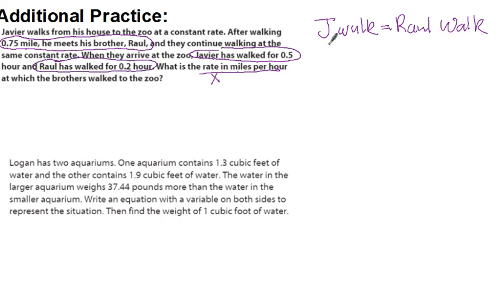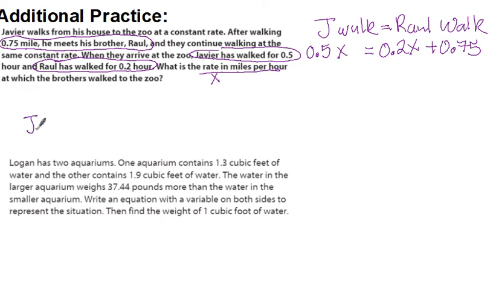So for Javier, we're just going to take 5/10, I don't know why I wrote that backward, and multiply by x. That's his whole walk. He walked from his house to the zoo. It took him a half an hour. Now for Raul, he only walked for 2/10 of an hour. But we're going to add this 75/100ths to his because we need his distance to be the same as his brother's. So it kind of looks like this.